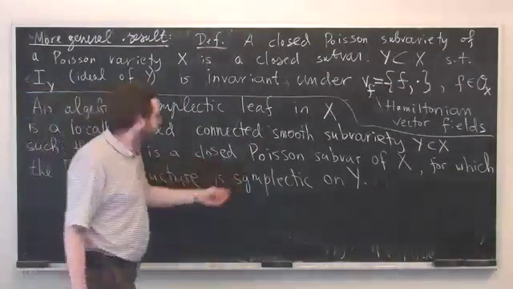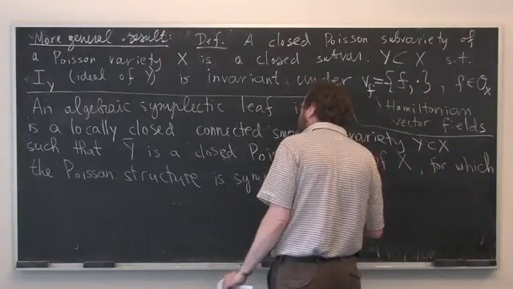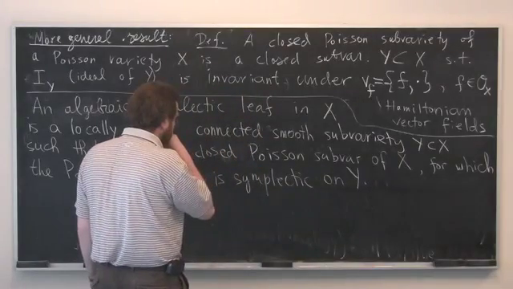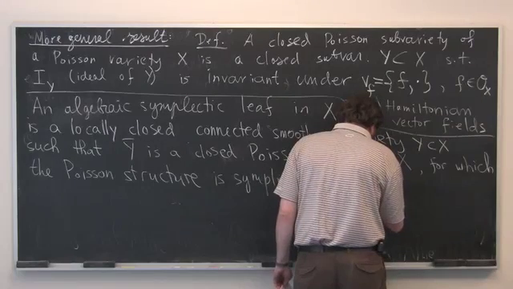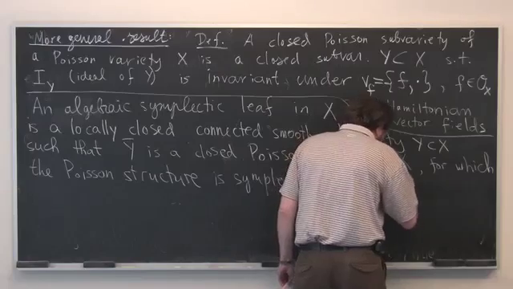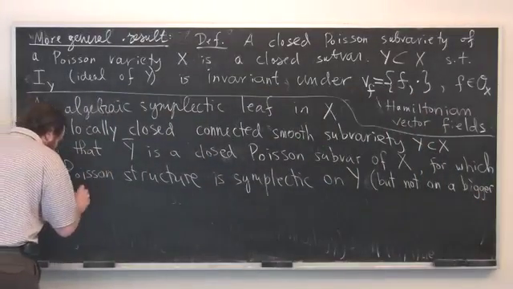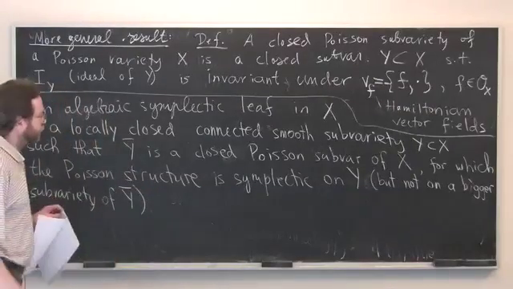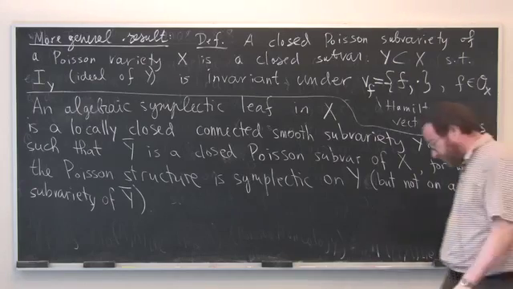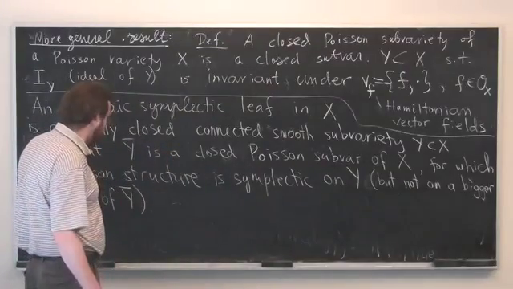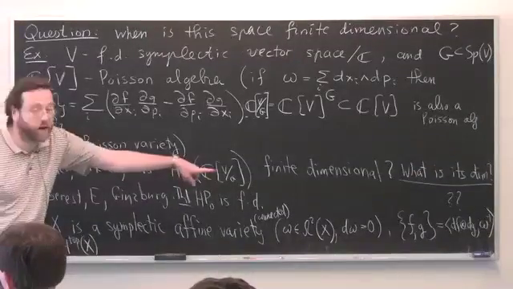So what do I mean by the Poisson structure being symplectic on Y? Well, symplectic on Y and not symplectic outside, but not on a bigger subvariety of Y bar. So what does it mean? It means that on Y bar we have some Poisson structure, and if we take any affine open set that is contained in Y, then on that set the Poisson structure is symplectic, which means that it comes in this way, like here.